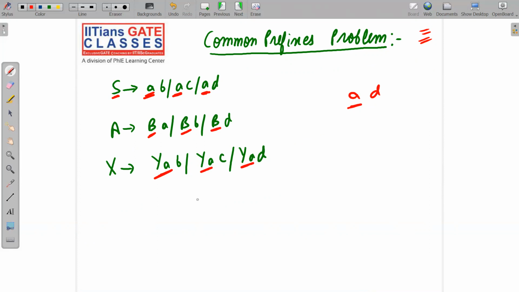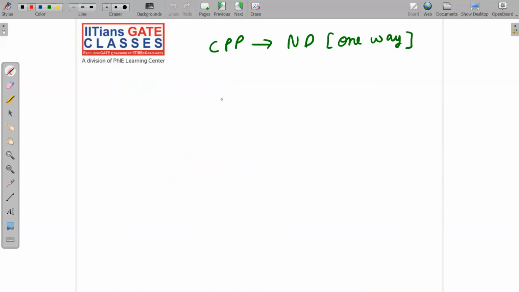So the common prefixes problem means we are not able to decide which production to choose because the prefixes are common. See here, A, A, here B, B, B, and here YA, YA, YA. I hope I have made the point clear. Because prefixes are common, we are not able to decide which production to choose. I'm jumping to the next slide now.